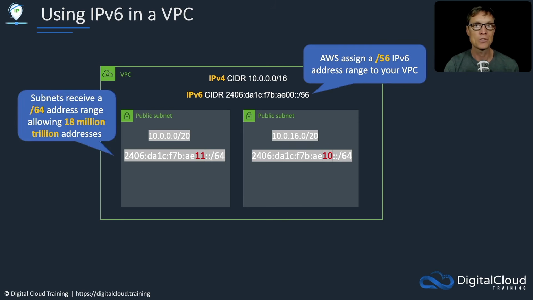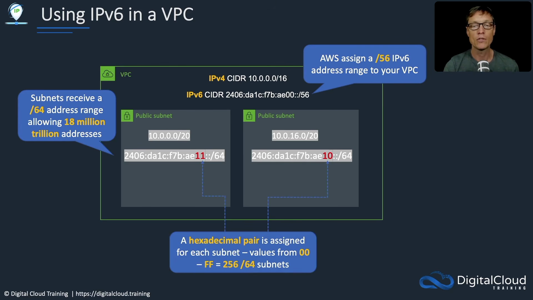Now a /64 subnet will allow 18 million trillion addresses. So again, it's an example of why you really don't need to worry about how many addresses you're going to have for your computers, because it's just huge. Now you'll notice there are 2 numbers highlighted in red at the end of the IP address here. This is a hexadecimal pair which has values from 00 to FF, and this designates the individual subnet.